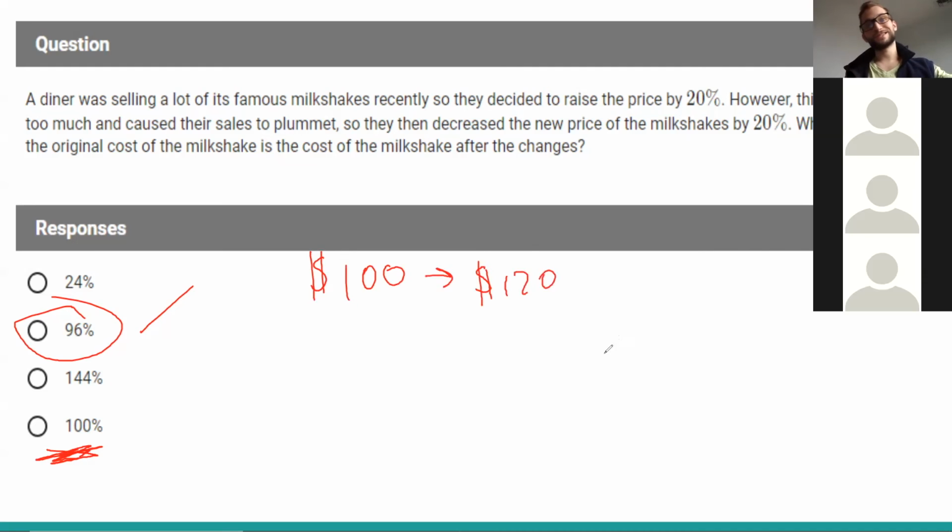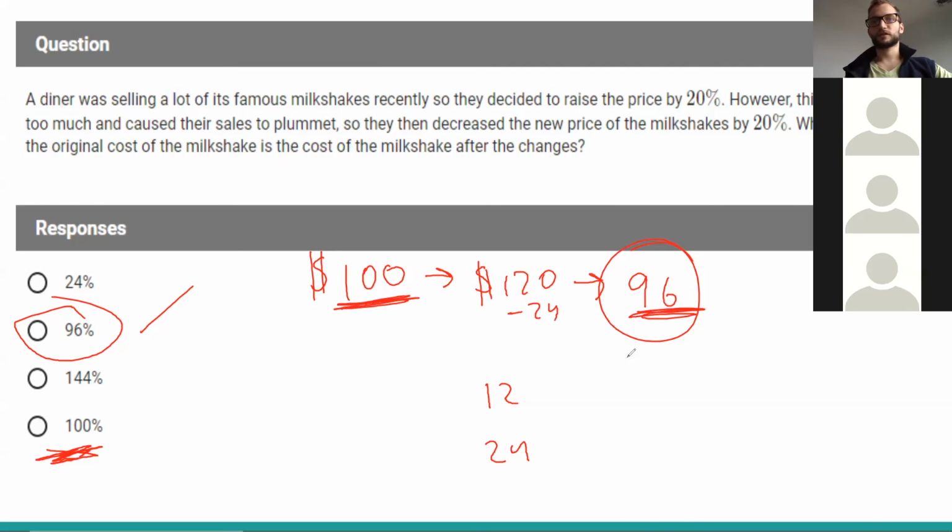And then they decide to decrease the price by 20% of the new number. Most people think, okay, you go up from 100 to 120, back down to 100. No. When you decrease by 20%, you take 20% of the new number. So 10% of 120 is 12. 20% would just be double that, so it's 24. So we subtract 24, and that gives me 96. They want to know the original cost, which is 100, in terms of the cost after the changes. So it's 96%.